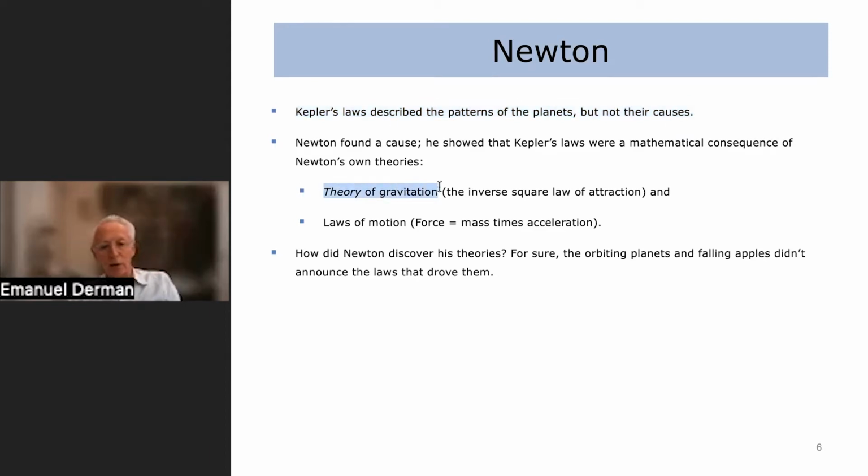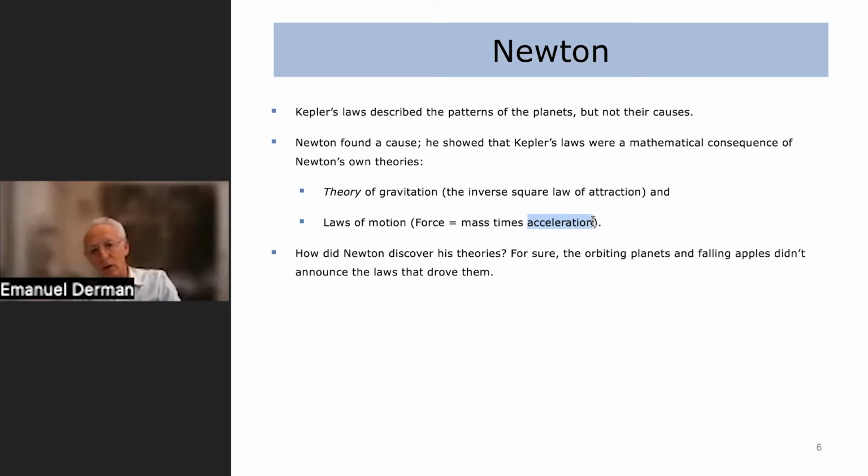That just tells you the force, but then he has to have a law of motion, and his law of motion is that force equals mass times acceleration. So the first bullet point, the theory of gravitation, tells you the force, and the second one lets him compute the acceleration, and with calculus that he just invents on the side, he can calculate the motion of the planets.